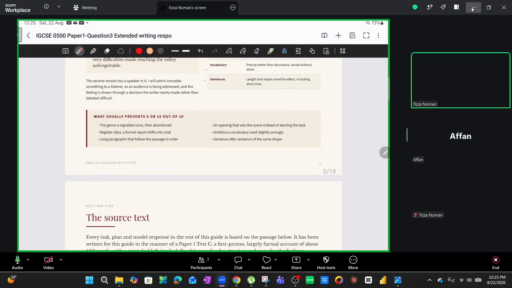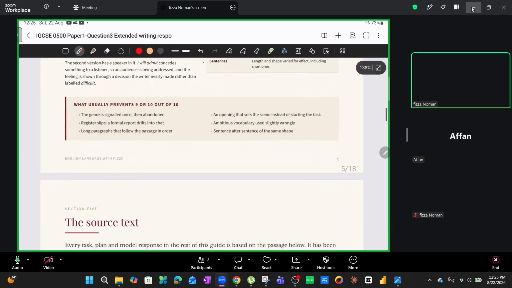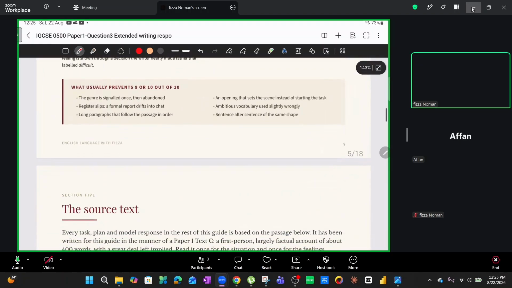Okay, what usually prevents 9 or 10 out of 10? The genre is signaled once, then abandoned. You do not keep sticking to that particular genre only. Register slips. For example, if it's a formal report, it eventually goes into an informal way of talking. Again, that makes you lose marks.